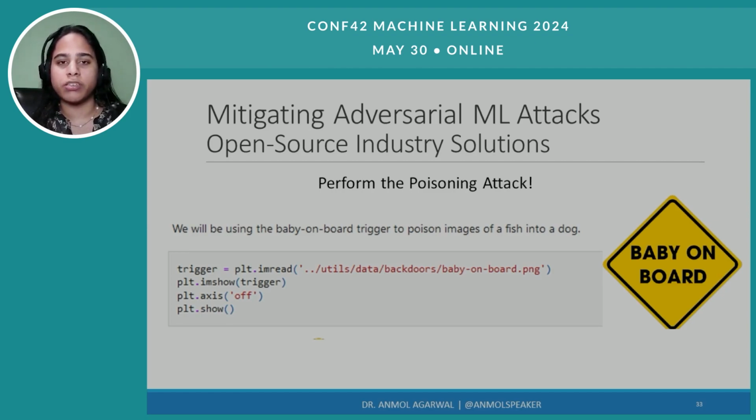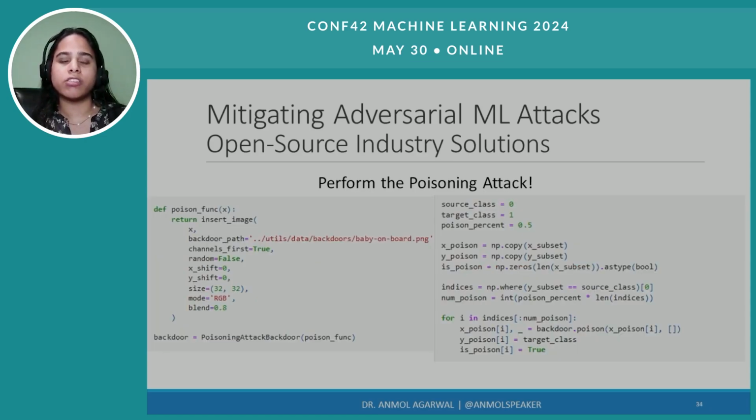You load the trigger from this file, and it's basically a baby on board sign. So you see that on the slide. Now you're actually going to perform the poisoning attack. If you look at the code, first start with the screenshot on the right. You define a poison function, and what you're doing is you're importing a backdoor, and you're saying your backdoor is with this baby on board trigger, and you're basically creating this backdoor.